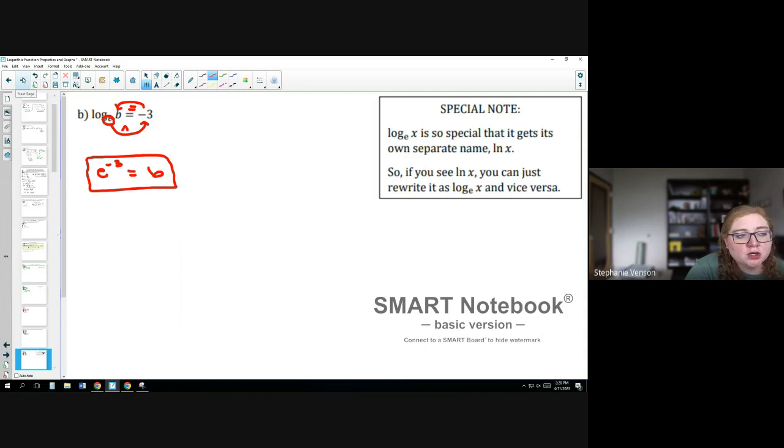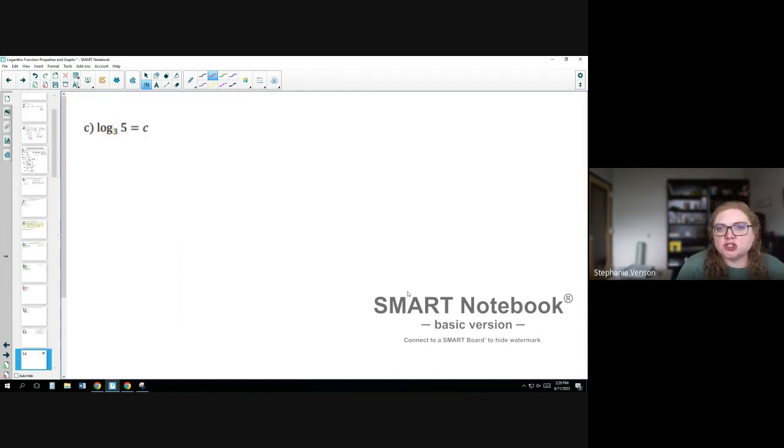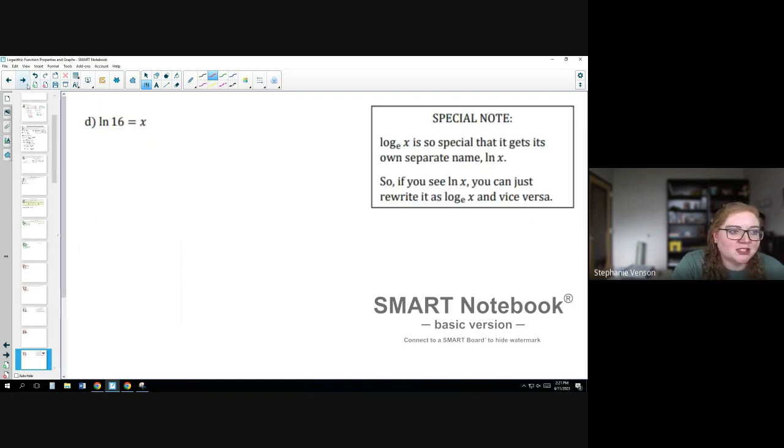All right, we have two more where we're rewriting the logarithmic form as the equivalent exponential form. So let's do it again. We have log base 3 of 5 is equal to c. So we start with the base, we raise it to what's on the other side of the equal sign and set it equal to what's inside. So 3 raised to the c is equal to 5. Again, feel free to pause the video at any time or rewind it if you feel that you need to hear an explanation again. But let's look at D.